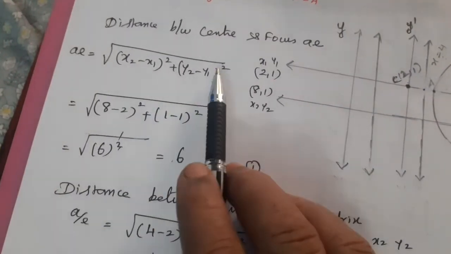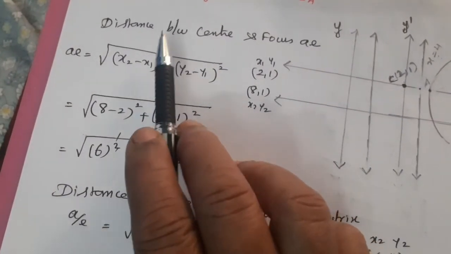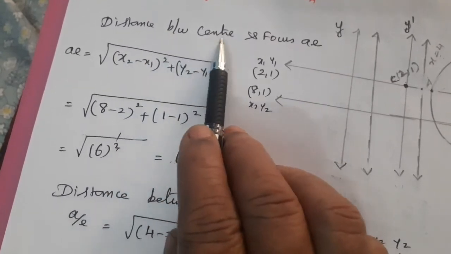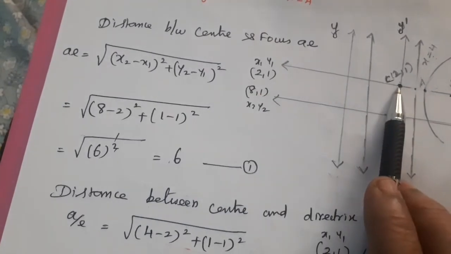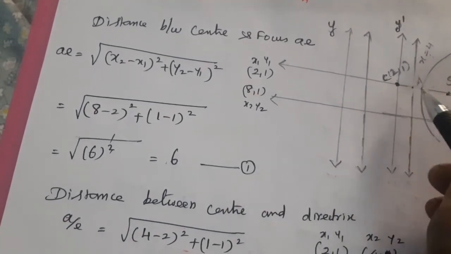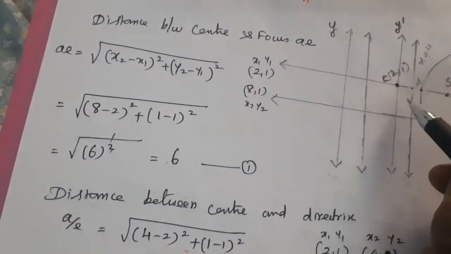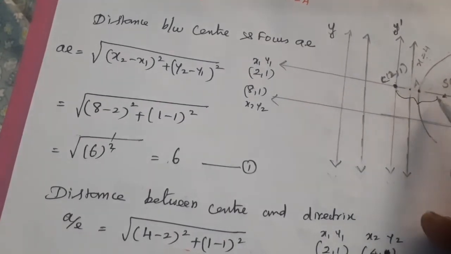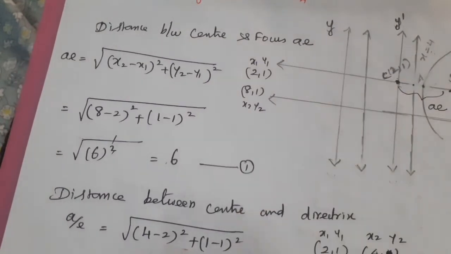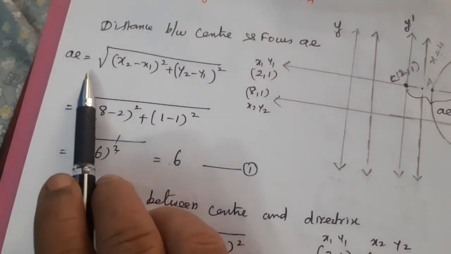So the distance between the center and the focus. Already I told you, the distance between the center and the focus is AE. So CS and CS dash together we are using 2AE. The distance between the center and the focus, keep it as AE. Therefore, AE is nothing but C.